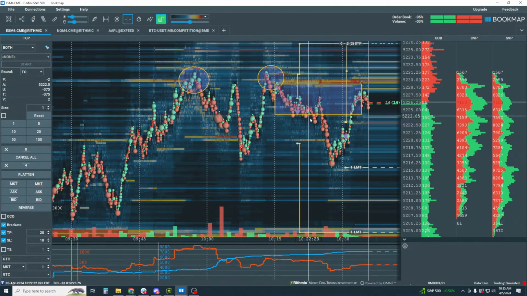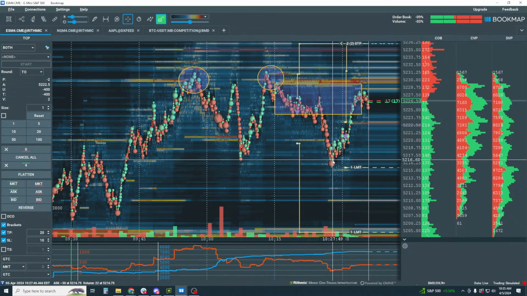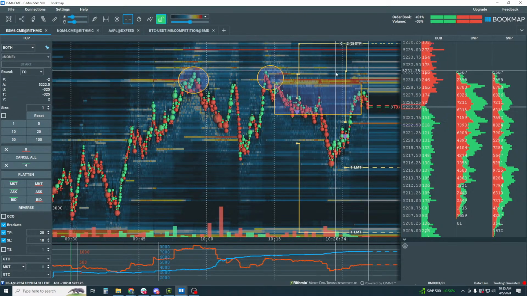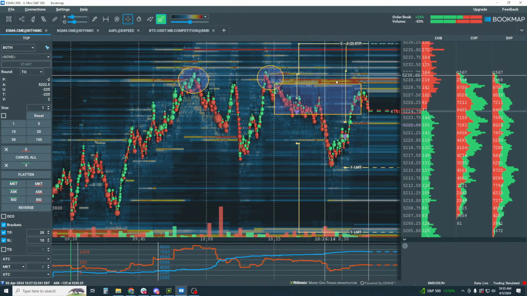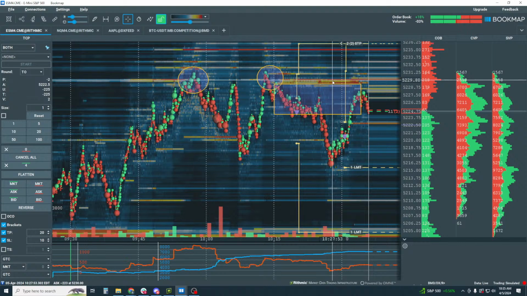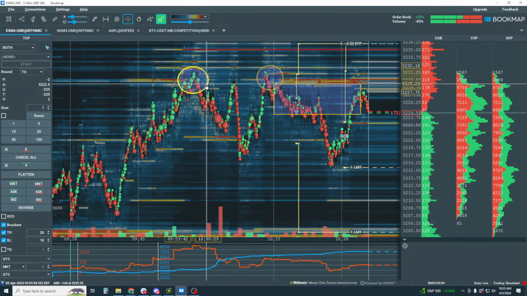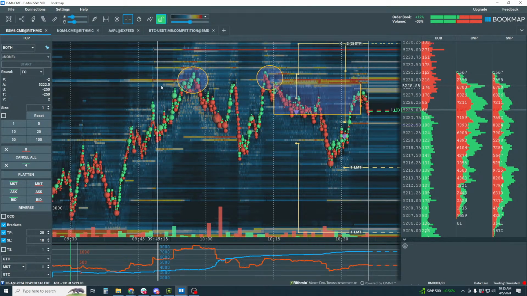Right? And then look at the selling that came in, and it made a lower low here, right? So this is still in play. Okay, this is the concept of the trade and the criteria of the trade. We just went through it.